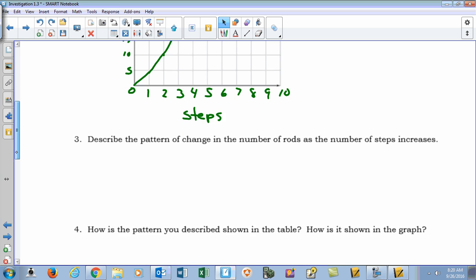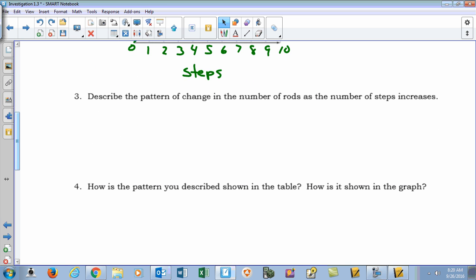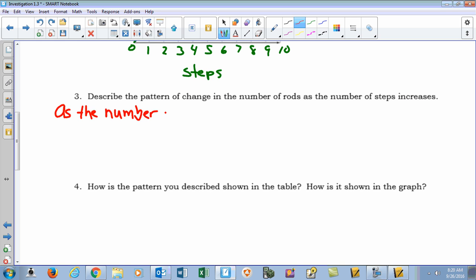All right, so how did you describe the pattern of change in the number of rods as the number of steps increased? So I'll start it off for you, right? As the number of steps increase by 1, how can you finish the sentence? What pattern did you notice? Since everyone got the same table values, you should have noticed the same pattern. What could you say? How do the number of rods increase? By what?